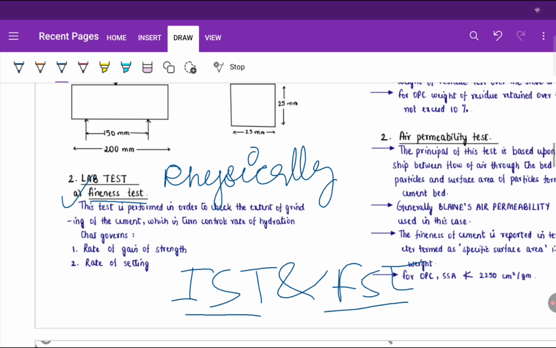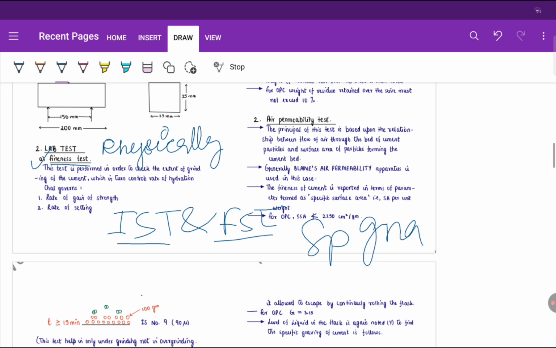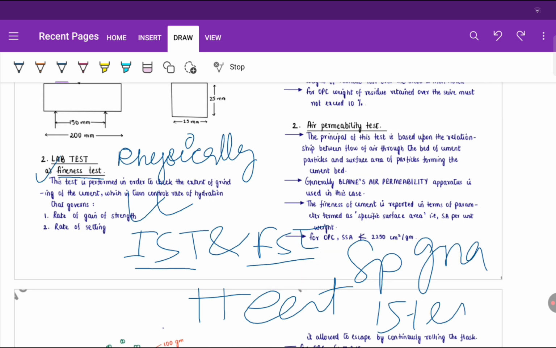Initial setting time and final setting time tests. Then we have the specific gravity test, then the heat of hydration test, and the strength test. So these are the tests we do physically. These are called physical tests of the lab. So now let us see the fineness test.